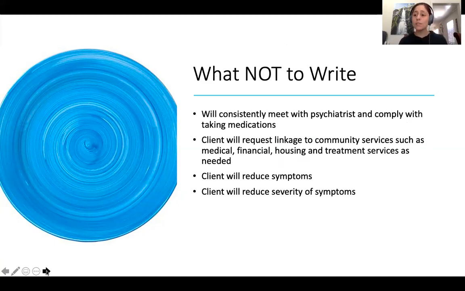Some not so great goals, some problematic goals are listed here, and I'll tell you kind of what the issue is. So the first one, will consistently meet with psychiatrists and comply with medications. This isn't a good goal for lots of reasons. First off, you're not a psychiatrist, and this goal doesn't specify anything you, the MFT, is going to do in therapy to help the client. Okay? So this potentially is going outside of your scope of practice, which is illegal, and then doesn't give you anything to do in therapy.